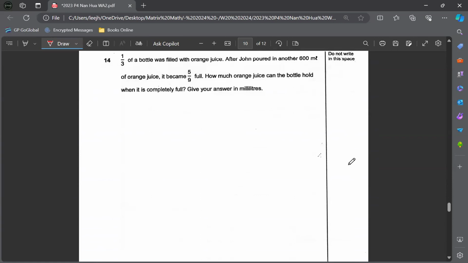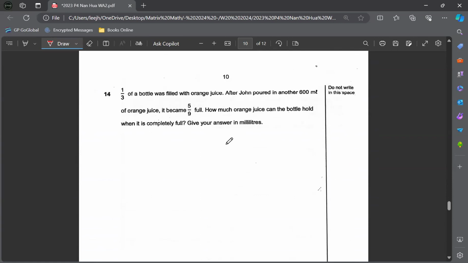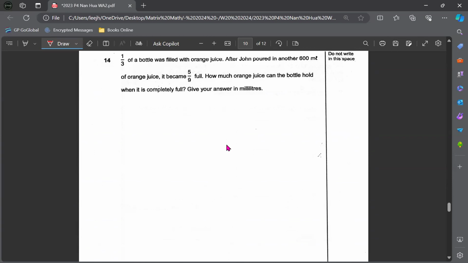Question 14. 1/3. Wait, is it? Okay. 1/3 of a bottle was filled with orange juice. After John poured in another 600 ml of orange juice, it became 5/9 full. How much orange juice can the bottle hold when it is completely full? Give your answer in milliliters.